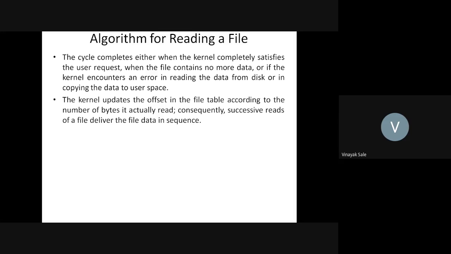The cycle completes either when the kernel completely satisfies the user request, when the file contains no more data, or if the kernel encounters an error in reading the data from the disk or in copying the data into user space. The kernel updates the offset in the file table according to the number of bytes it actually read. Conversely, we can say successive reads of a file deliver the file data in sequence.